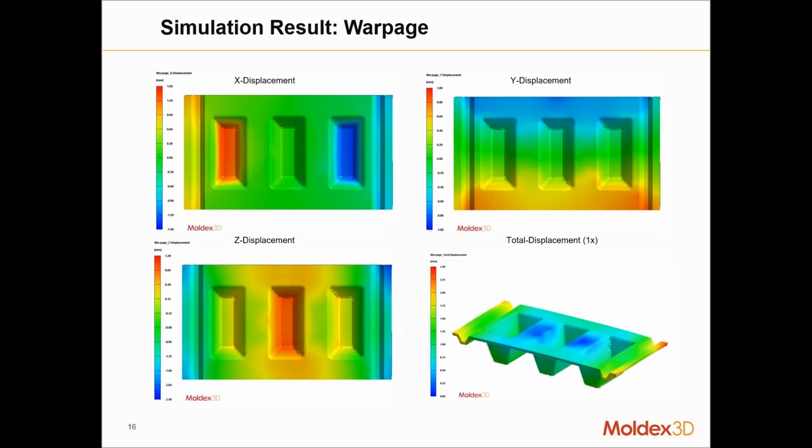So again, from Moldex 3D, once we've done the flow calculation, we can export out displacement. We can see the different displacements in the part, how the part is either warping or shrinking or distorting at any region of the part.